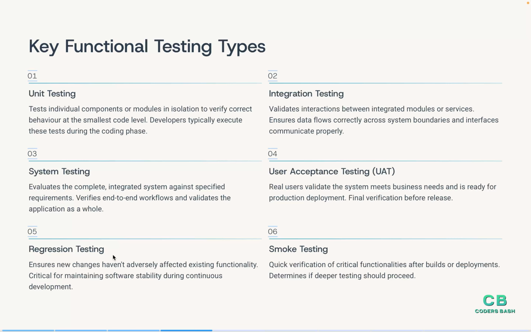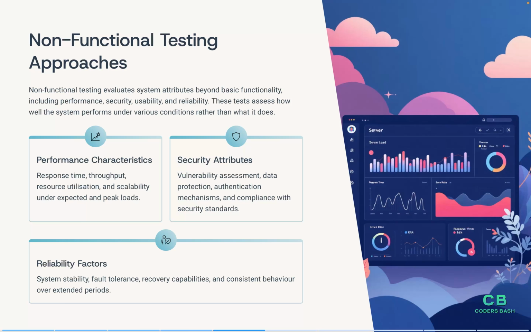So usually in organizations or MNCs, changes always keep on happening, right? So it is necessary to validate that the new changes don't affect the existing functionality. So to ensure that, we perform regression testing. And then we have smoke testing. It is nothing but a quick verification of critical functionalities after builds or deployments, which determines if deeper testing is required or not. So yeah, now we'll move to non-functional testing approaches.